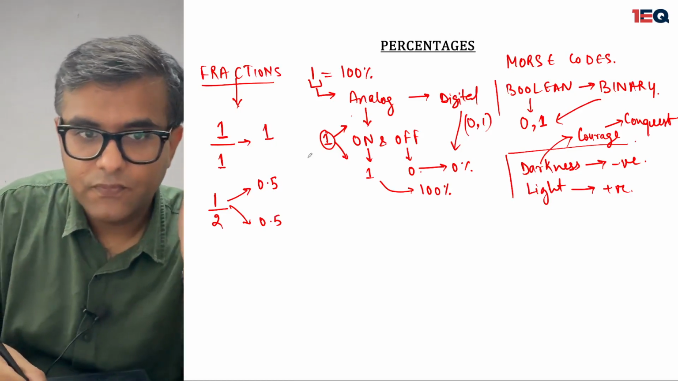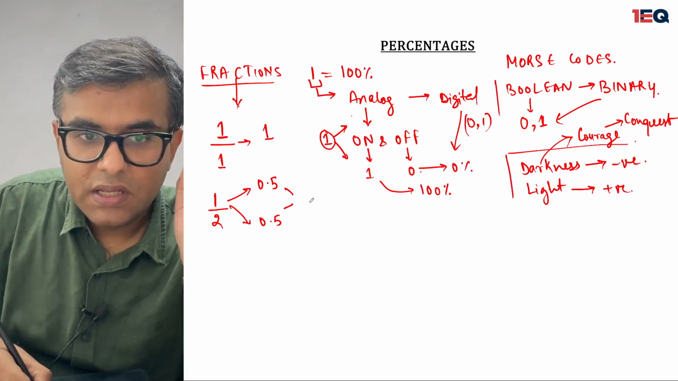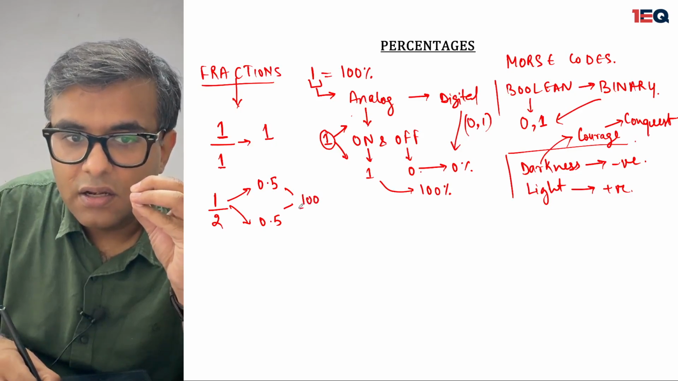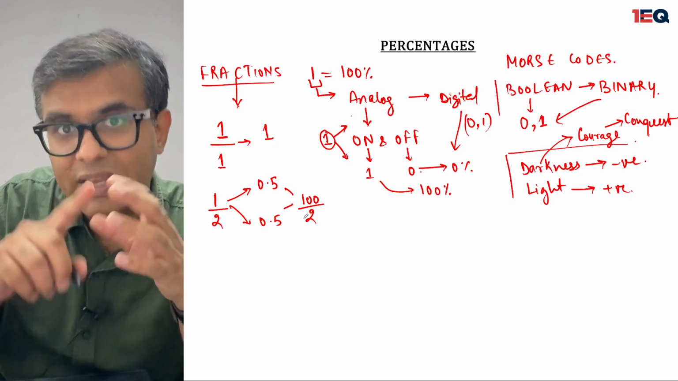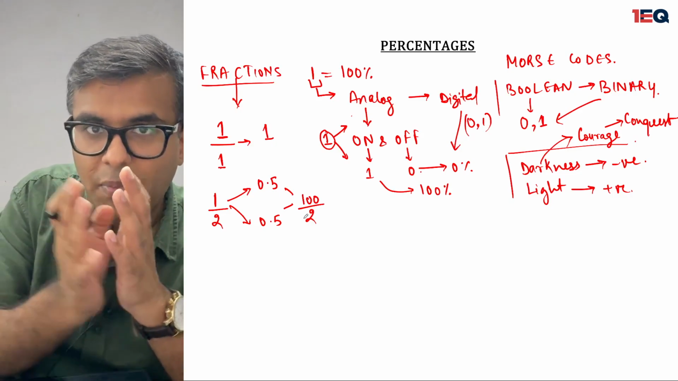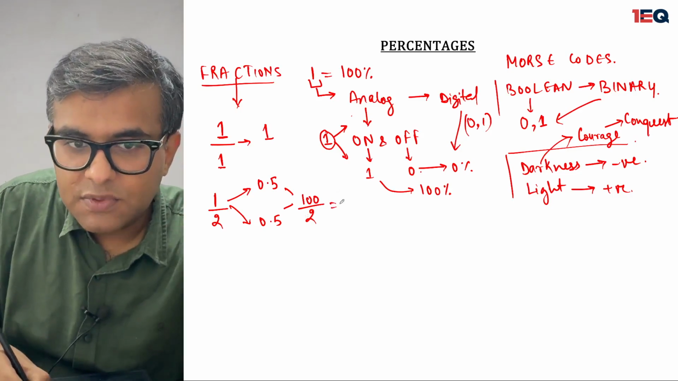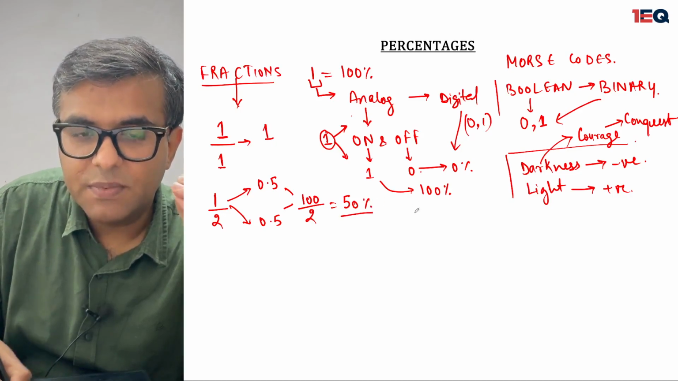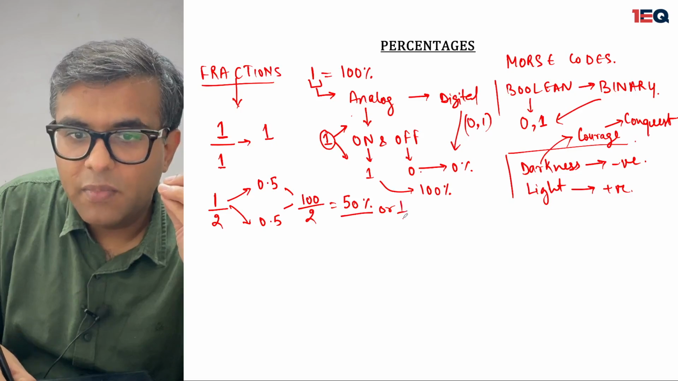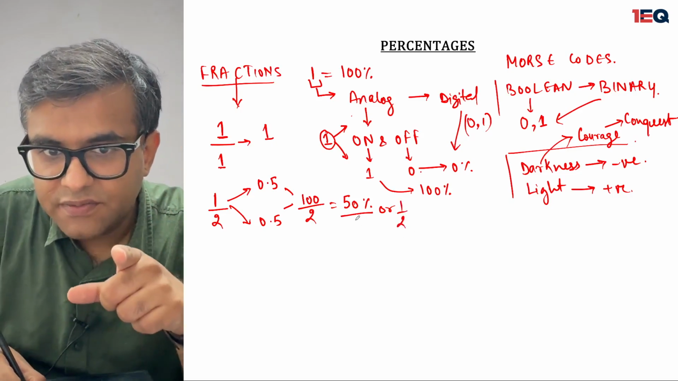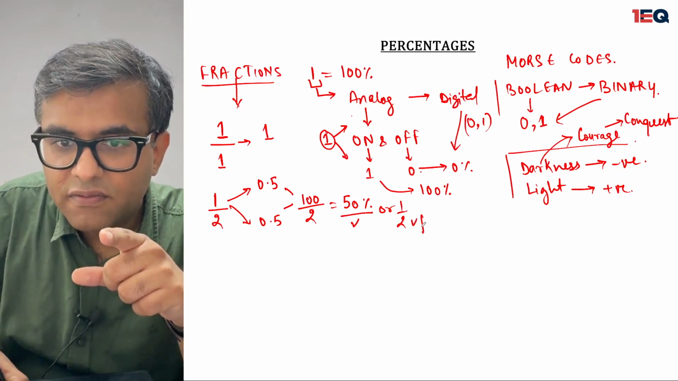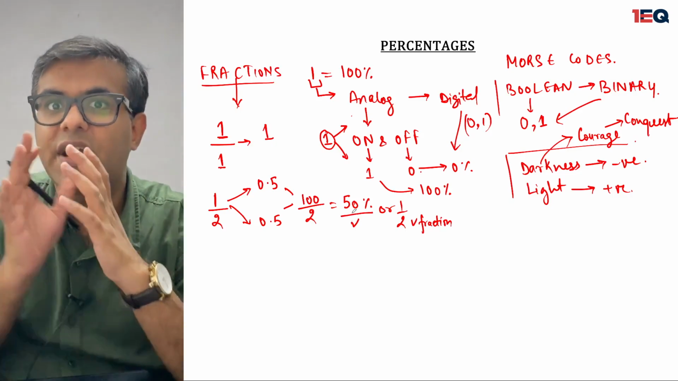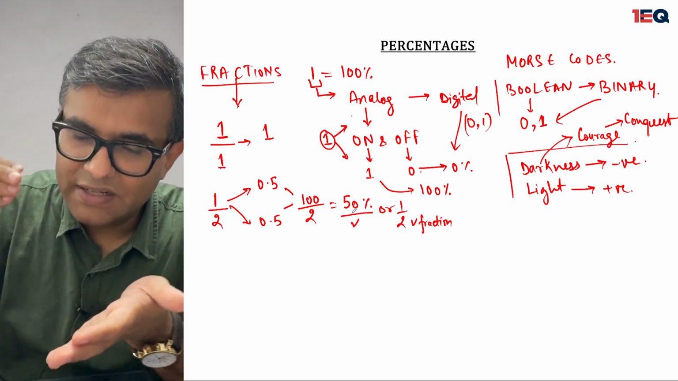Moving on, this 0.5 can be denoted as 100 divided by 2, 1 being complete and 2 being the part of 100, which comes down to 50%. 50% or 1 by 2. This is the percentage form and this is the fraction form. I'm going down to the depth of it.